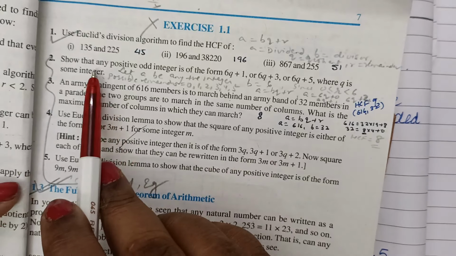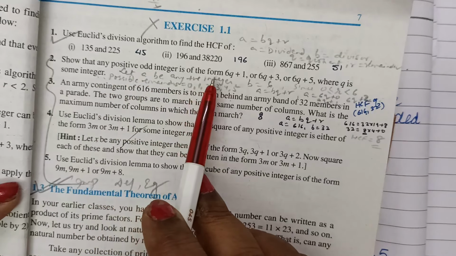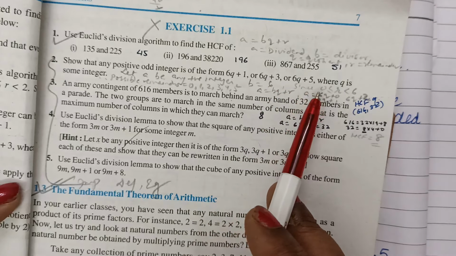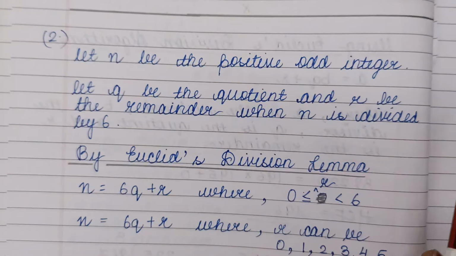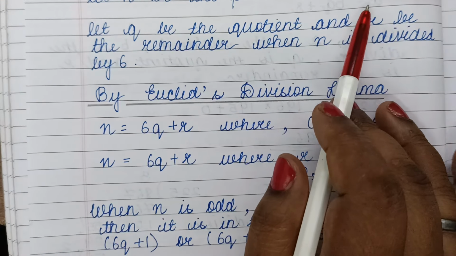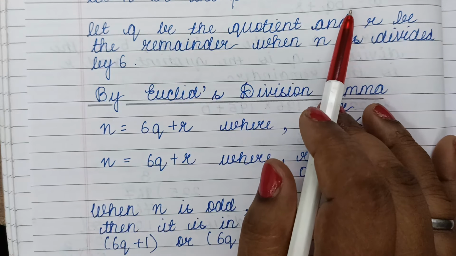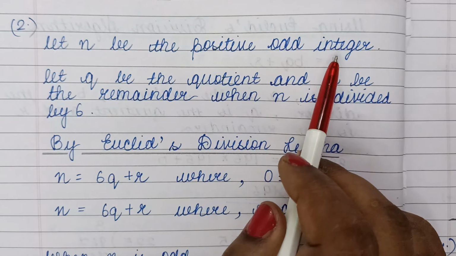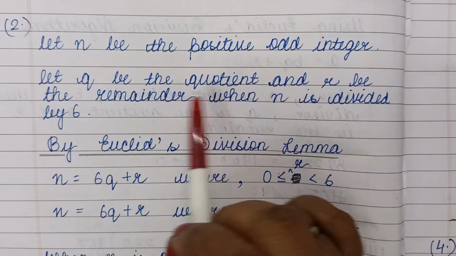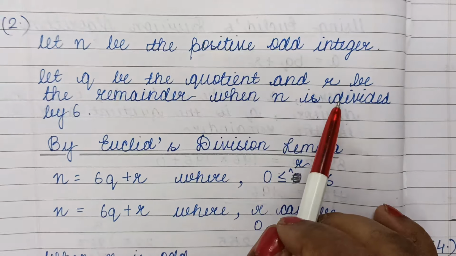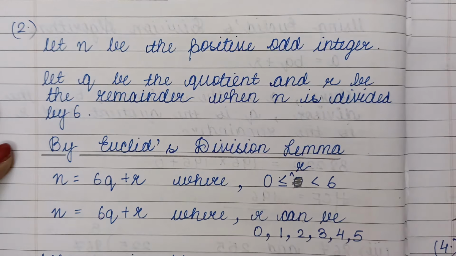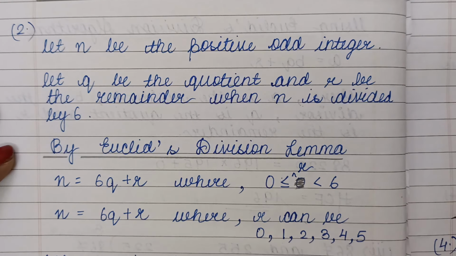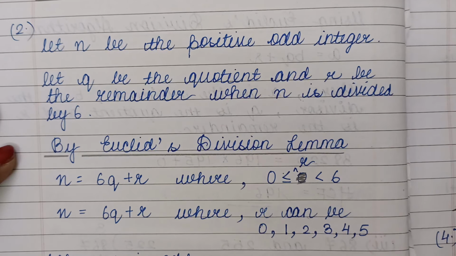Now let us do question number 2. Show that any positive odd integer is of the form 6q plus 1 or 6q plus 3 or 6q plus 5, where q is some integer. So let n be the positive odd integer, and we have to express it in this form. Let q be the quotient and r be the remainder when n is divided by 6, because it is given that it should be of the form 6q plus 1 or 6q plus 3 or 6q plus 5, and we know it is in the form a equals bq plus r.